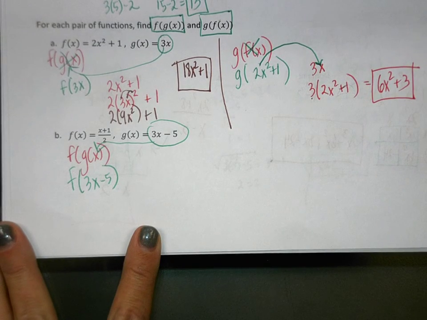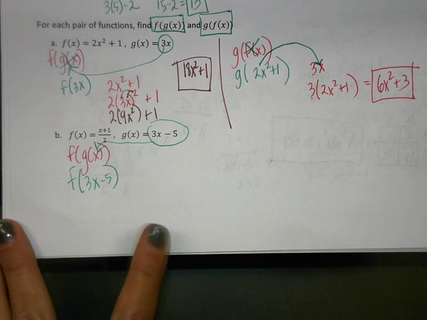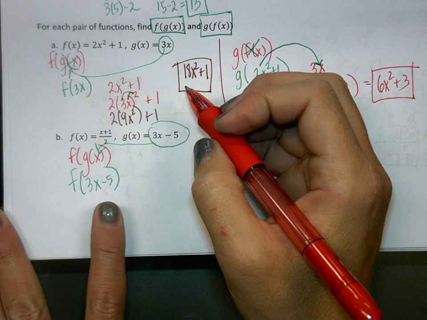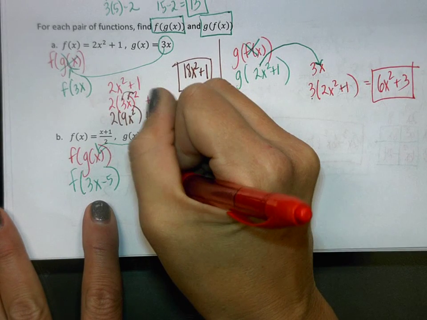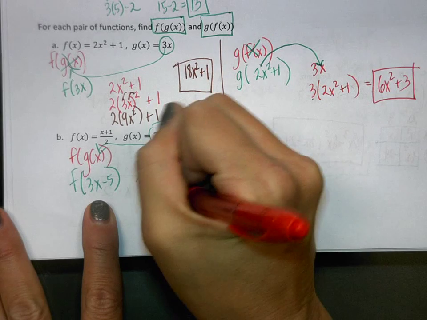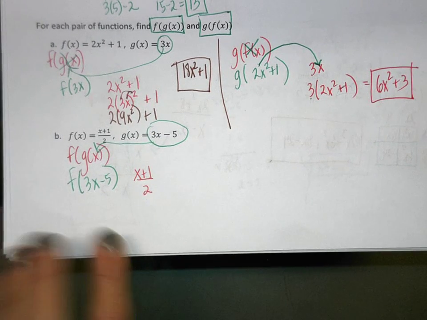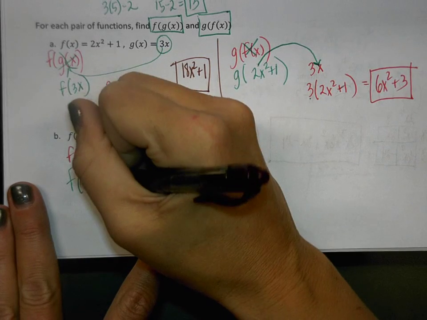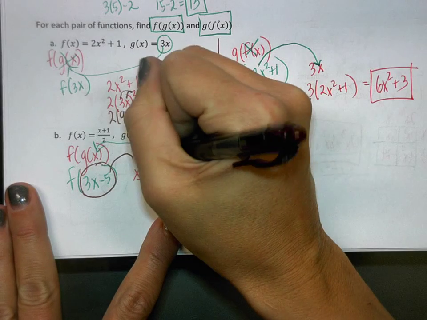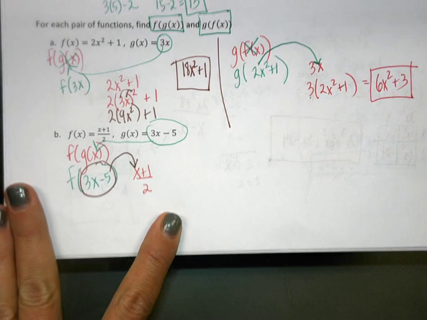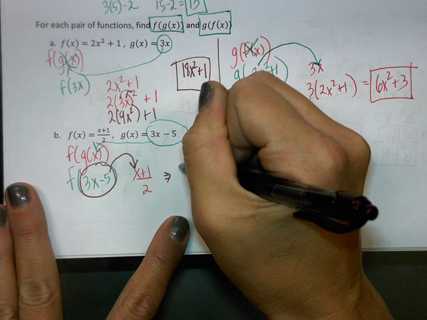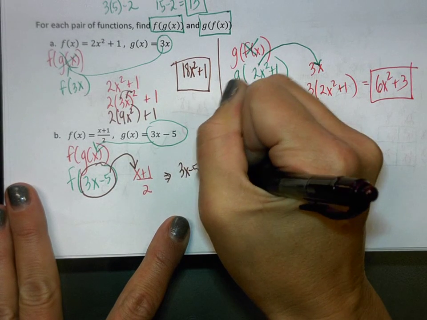Okay. The next one now is my f equation, right? So I'm going to write my f equation first. My f equation is x plus 1 over 2. But since I'm saying f of 3x minus 5, we are taking this 3x minus 5 and plugging it in for x. And so when I write that, it's going to end up being what? 3x minus 5 plus 1 over 2. Perfect.